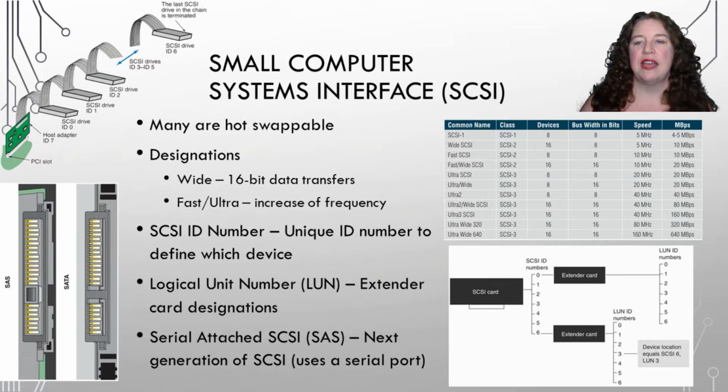And you can see the speeds and the megabytes per second here in the chart. So you can see that wide allows 16 devices instead of 8 because of that 16-bit data transfer, because the bus width is going to be 16 bits. And so that's how you can kind of remember those. Wide is going to tell you that 16-bit.